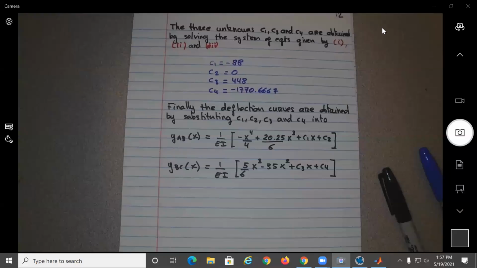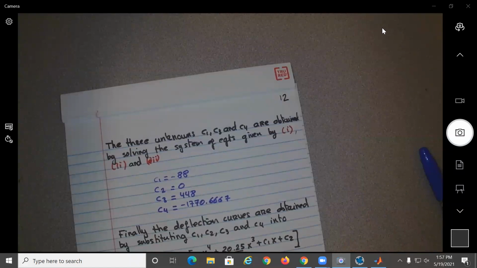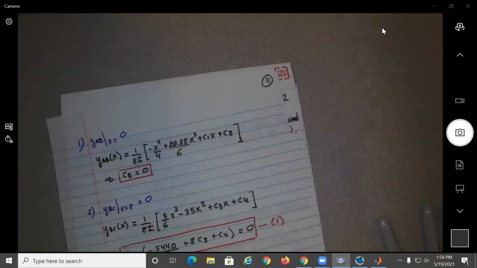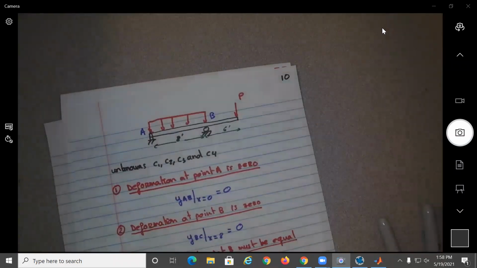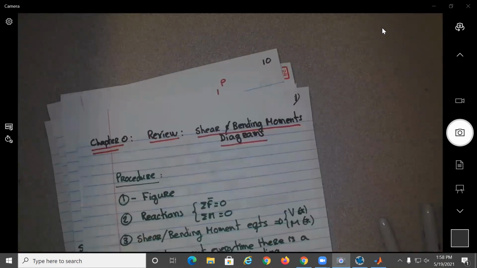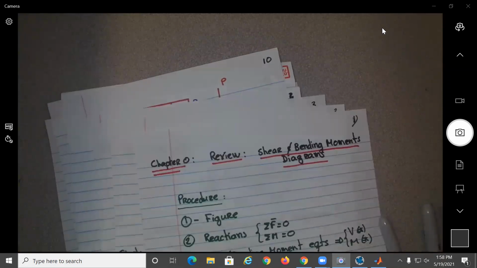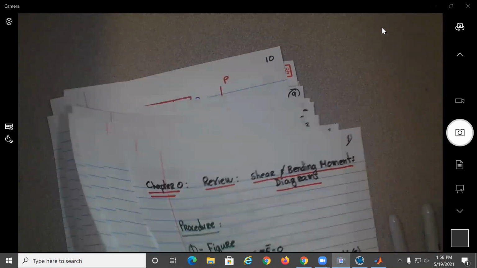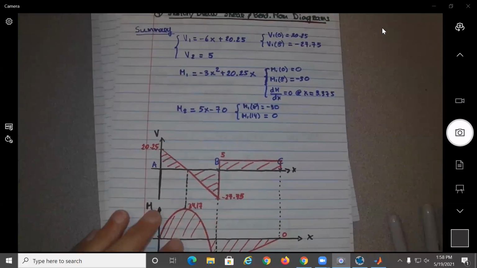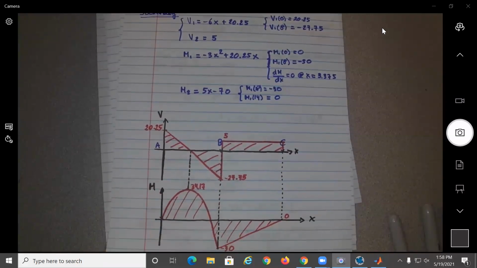Since we're doing software, let's stop for a second and look at some more software, and then we move ahead with another problem. All right, so we did this one, 11, 12, 10. Here, really what I want to show you is how we could check these figures over here, so basically the shear and bending moment.